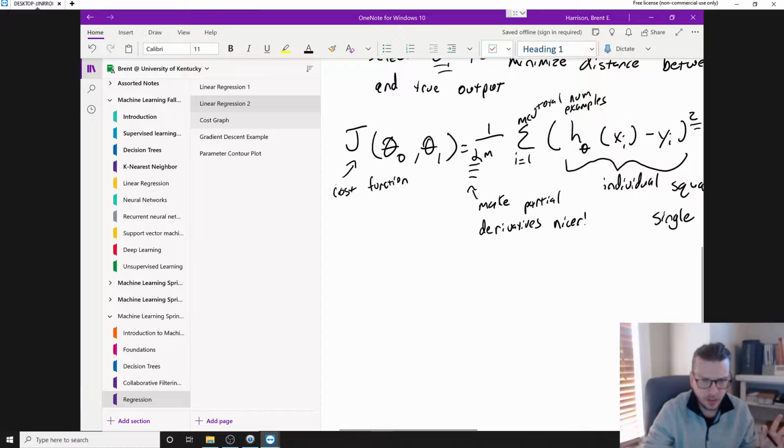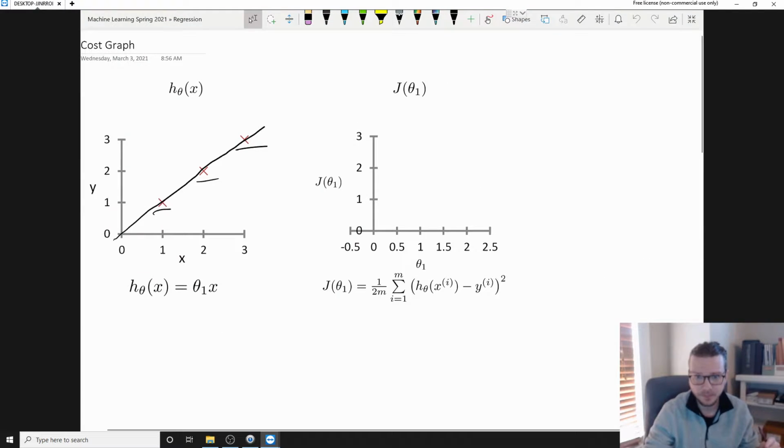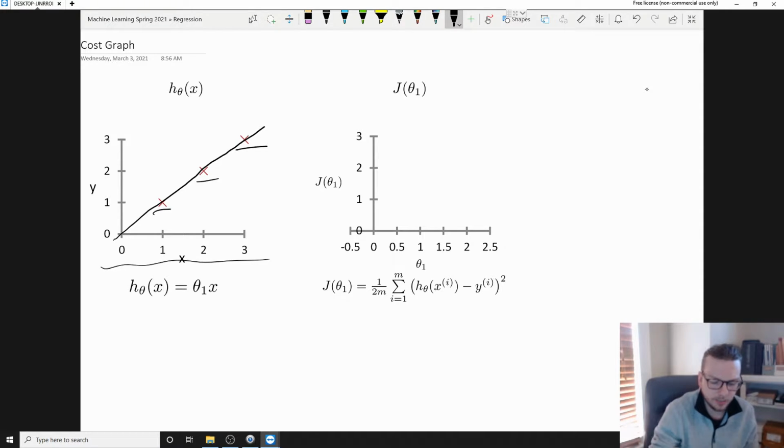So, do I want cost graph? Yes, I want cost graph. So before, when I was introducing regression, I came over here and kind of drew out this regression line for the parameter theta 1 equals 1. So this is the line for theta 1 equals 1. Let's assume, for simplicity, that theta 0 is equal to 0. So I'll put a little star up here. Theta 0 equals 0, so we don't have to worry about it.